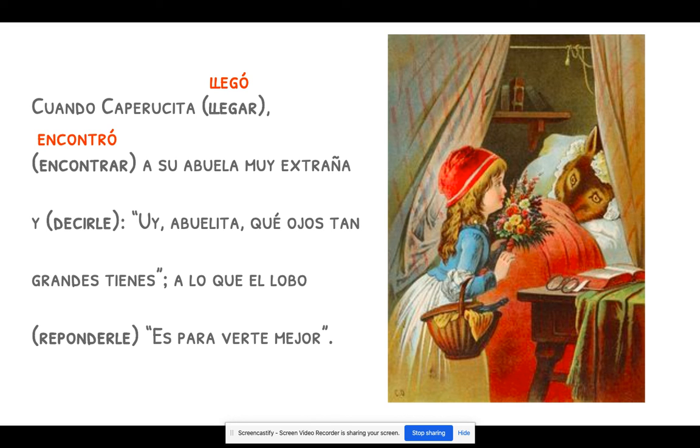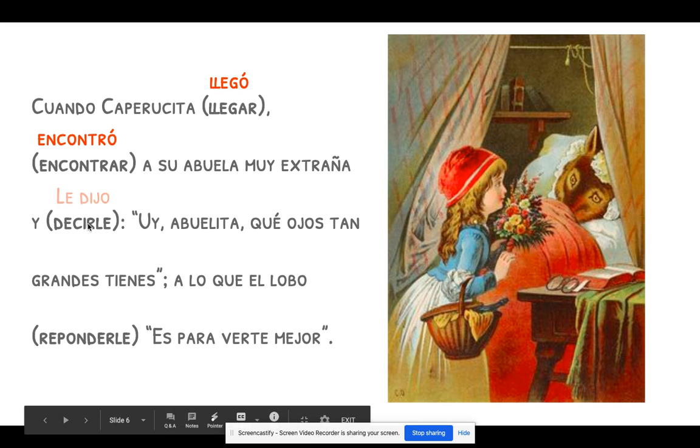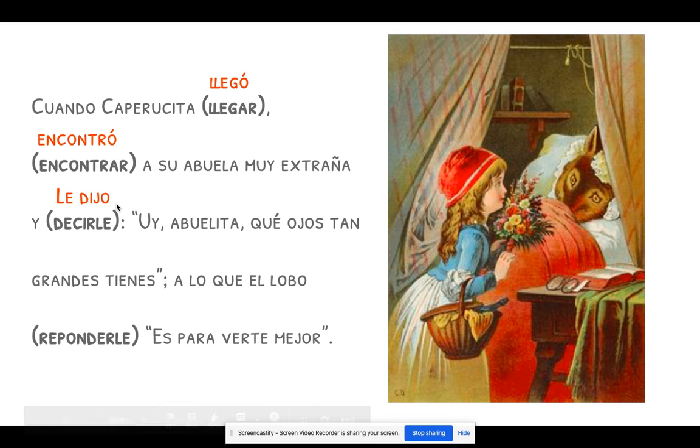I think it's fairly obvious that grandma might be a little bit strange because grandma, I would hope, is a human, and now grandma's a wolf. So she finds grandma a little bit different than normal. And she said, le dijo, this is the next action. See one, then the next one happened, and then here's the next thing.